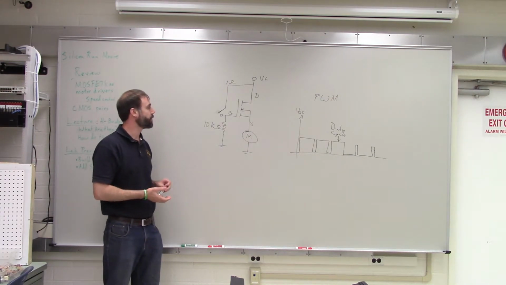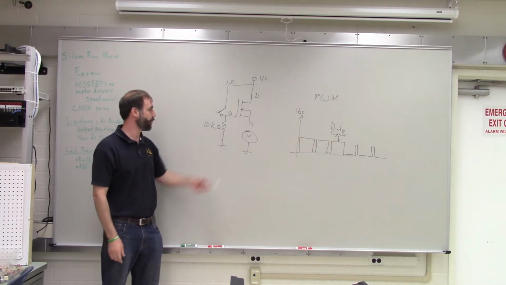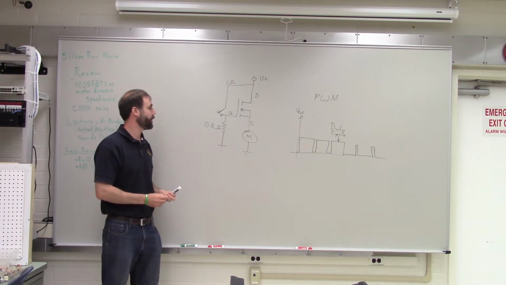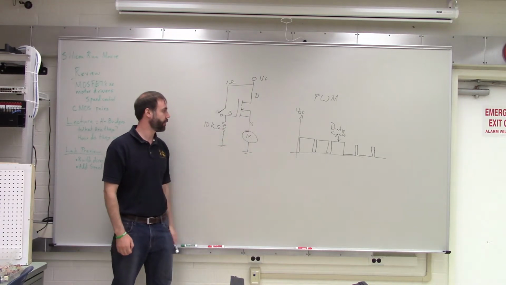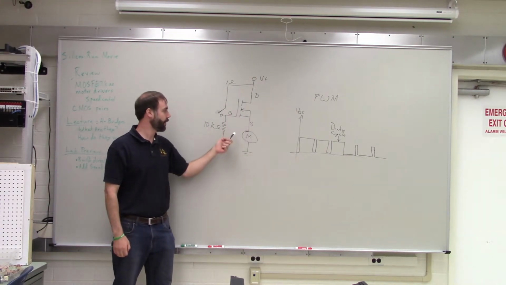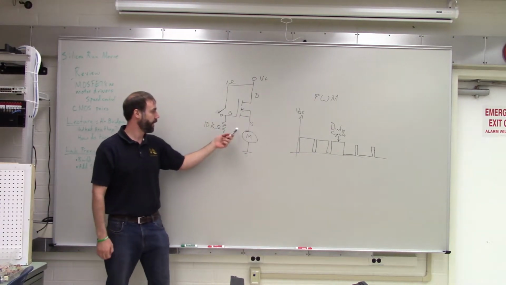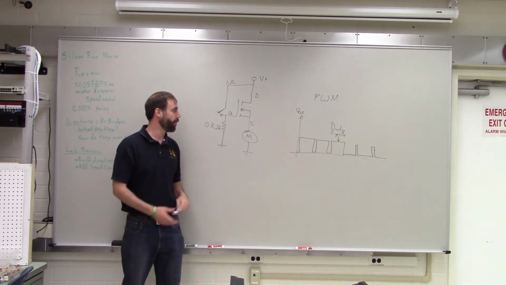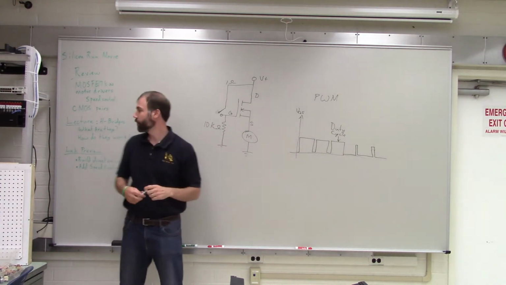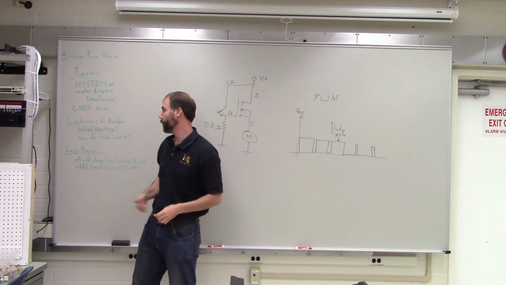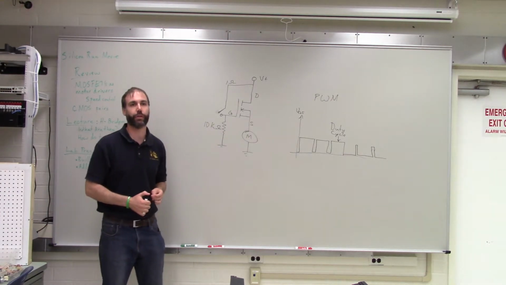Okay, cool. So that was how we controlled motors with MOSFETs. Like I said when I was doing the overview, this allowed us to control the speed of the motor, but not the direction. Okay? And so today, when we talk about H-bridges, we'll find out how to control the direction as well.